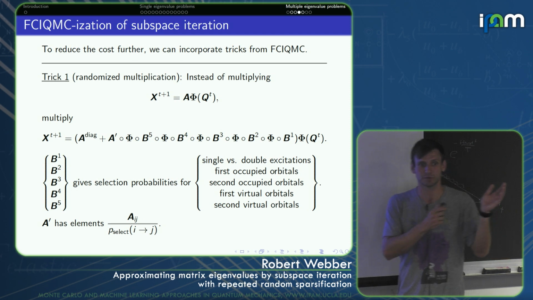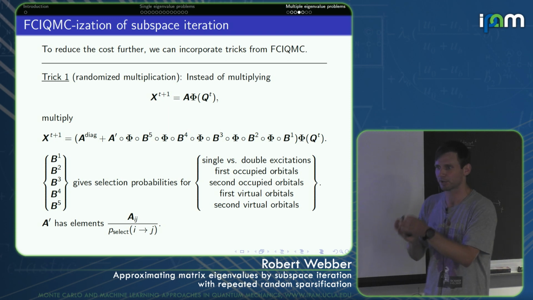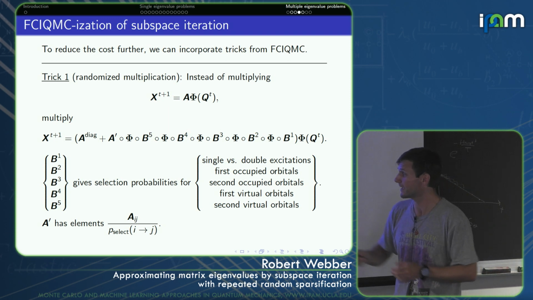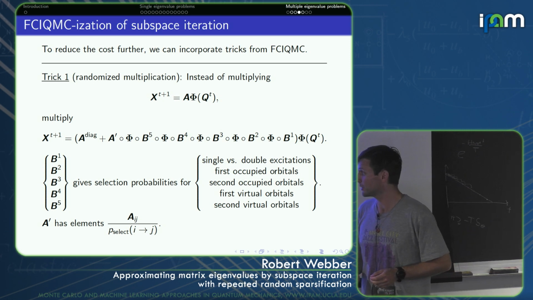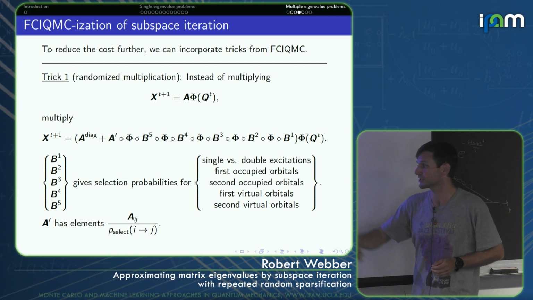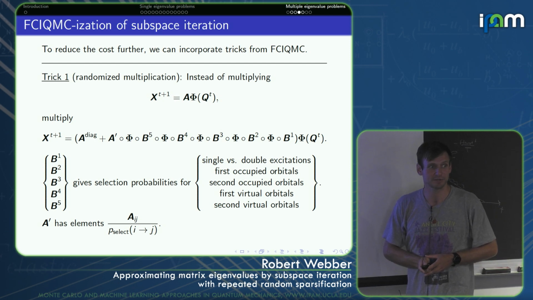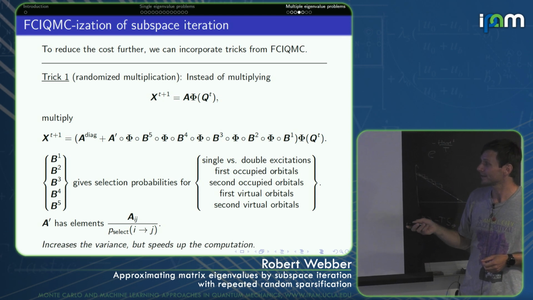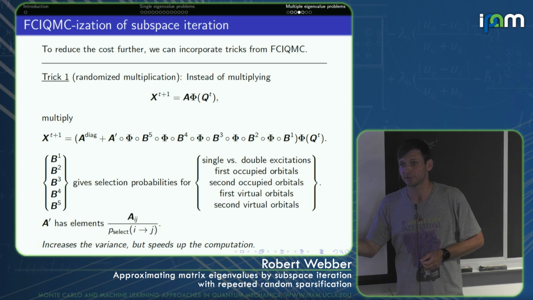You perform this sequence of multiplications with these selection probability matrices, randomly sparsifying after every turn. And then lastly, you multiply with A prime, which gets rid of the bias. So it has elements A_ij divided by the selection probability of going from i to j. That's the first trick. I know it's a lot. I'm just rushing to give you the whole picture. It increases the variance, but speeds up the computation considerably, because no longer are you looking up whole columns.